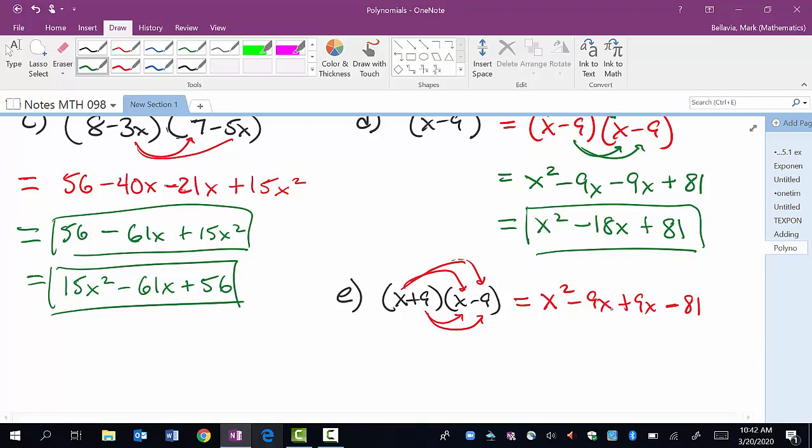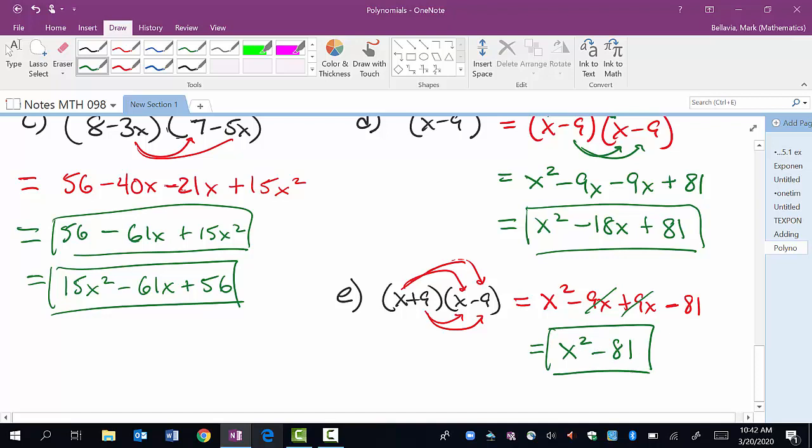Now for this example, combining like terms in the middle, a negative 9x plus 9x, that's really giving you 0x, right? Negative 9 plus 9 is 0. The x terms, when you combine like terms, really just cancel out. So negative 9x plus 9x is just 0, so you end up with x squared minus 81.